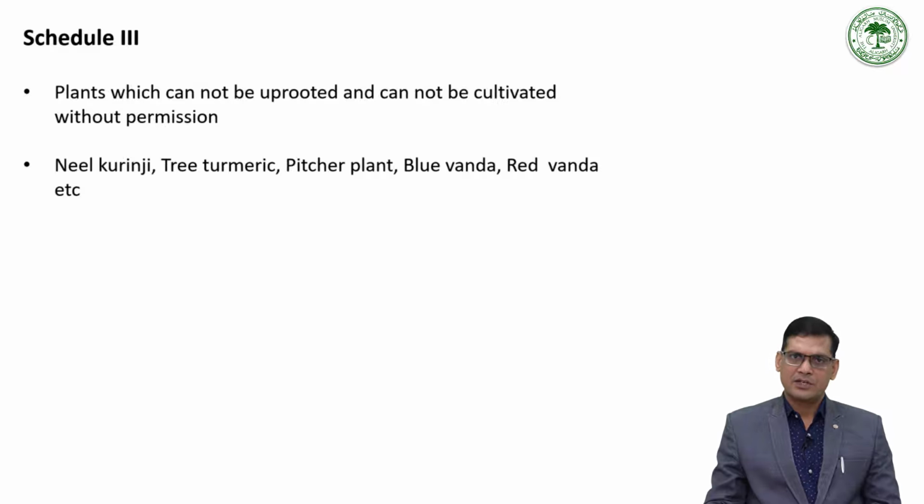Schedule 3. Schedule 3 has specified plants. It includes those plants which cannot be uprooted and cannot be cultivated without permission. Some plants under this schedule are Neelkuranji, tree turmeric, pitcher plant, blue vanda, red vanda.